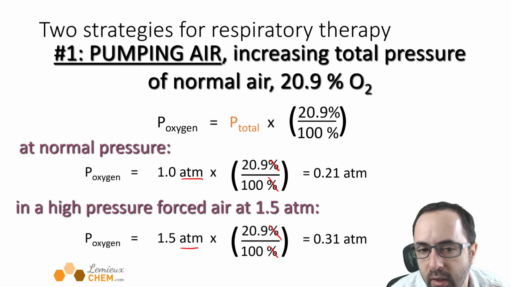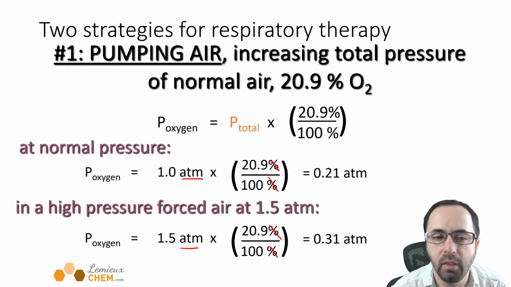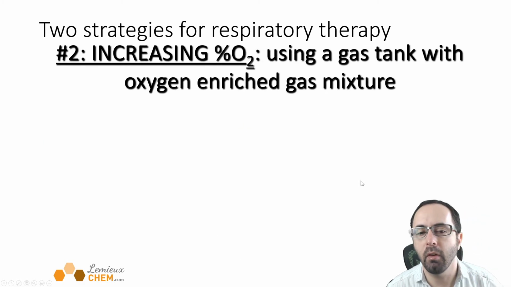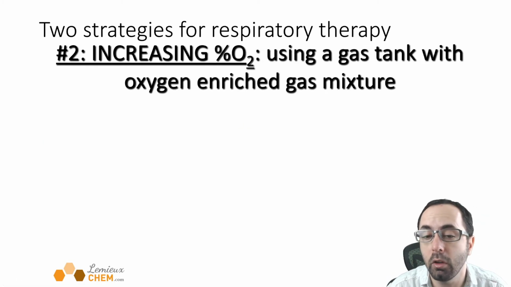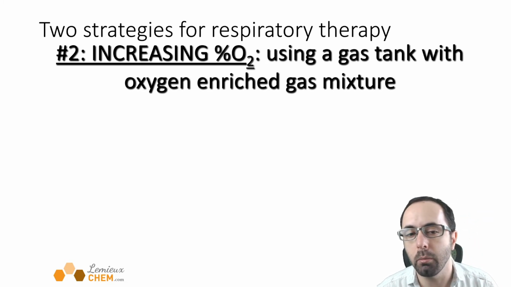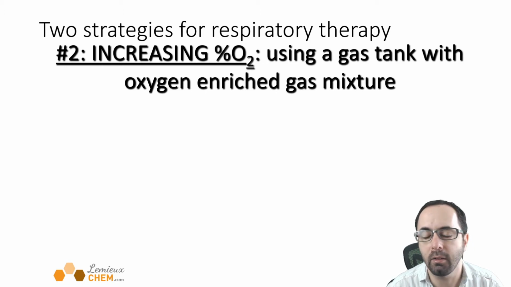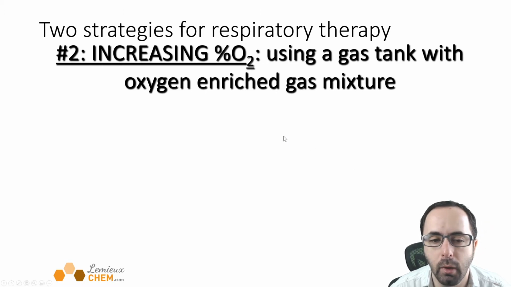So that's one strategy that is used, particularly when someone with normal healthy lungs has stopped breathing for some reason. The other way in which respiratory therapy is provided is by providing an enriched oxygen mixture. So this is for someone often whose lungs are having trouble absorbing the oxygen. We'll often give them an oxygen tank, which will have usually not pure oxygen, but will have an enriched gas mixture that has a greater percentage of oxygen and a lesser percentage of nitrogen compared to regular air.